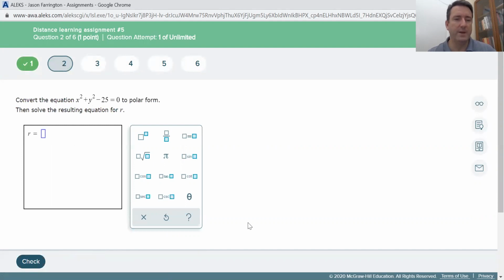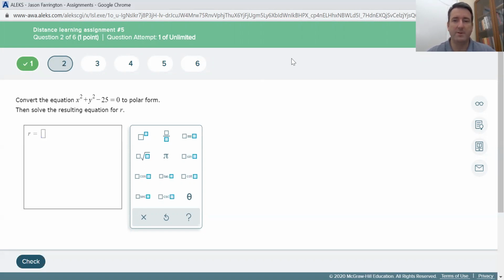It says convert the equation x squared plus y squared minus 25 to polar form. All right, so here we can replace this x with r cosine theta and the y with r sine theta, and then square them and then factor out an r, and then remember that sine squared plus cosine squared equals 1. Or we can just remember that r squared is equal to x squared plus y squared. So let's just replace this whole x squared plus y squared with r squared.